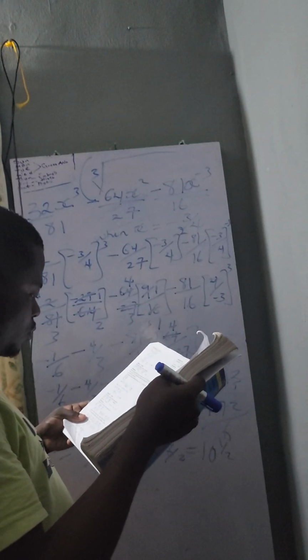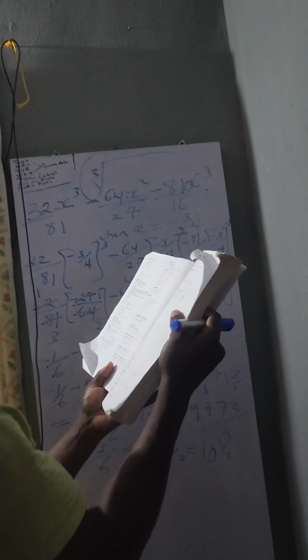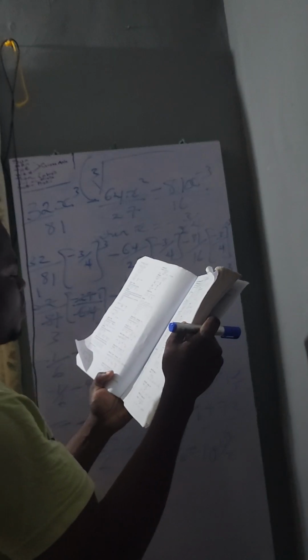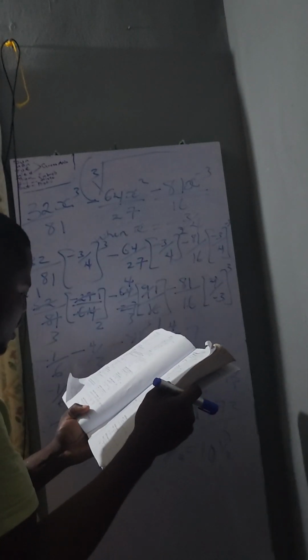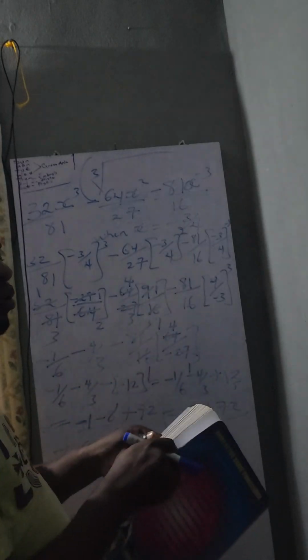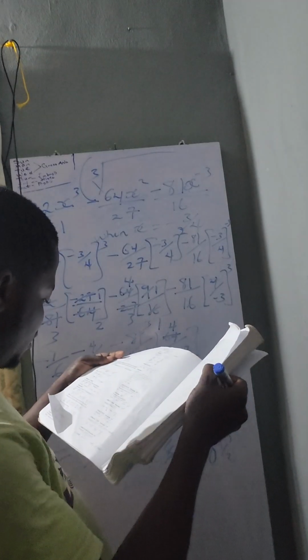I can give you guys 1, 2, 3 questions. Let's make it 5. Next one, 27 raised to power minus 2 over 3 times 25 raised to power 1 over 2 times 5 raised to power 0. The answer you have to get here should be 5 over 9.